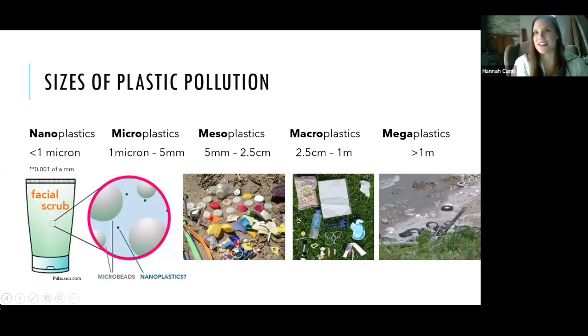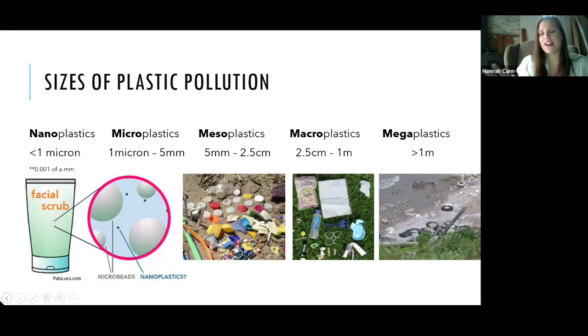Then the microplastics are 1 micron to 5 millimeters. So that can include microfibers, mesoplastics that are 5 millimeters to 2.5 centimeters. Those are often like water bottle lids, plastic straws, even other small little gears and stuff from children's toys. We see them all the time on the shores.